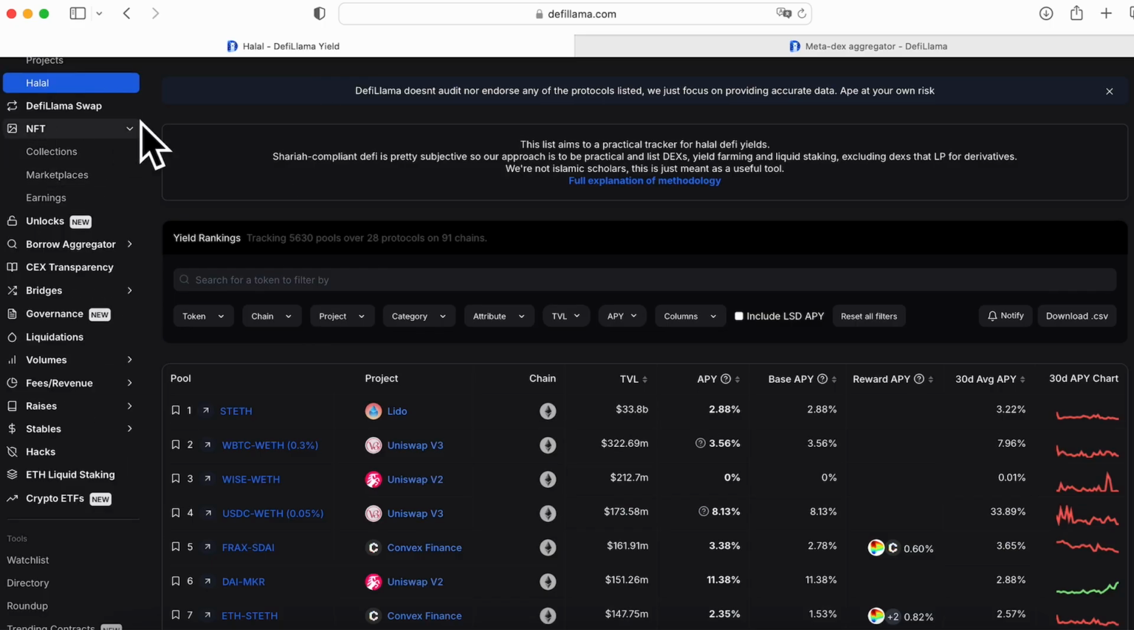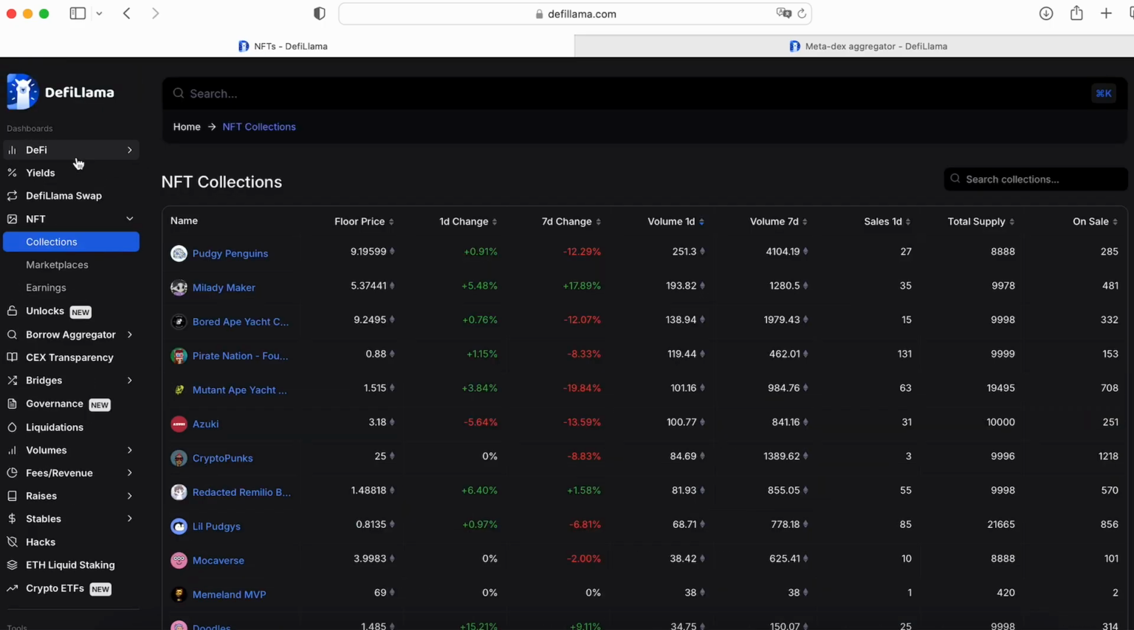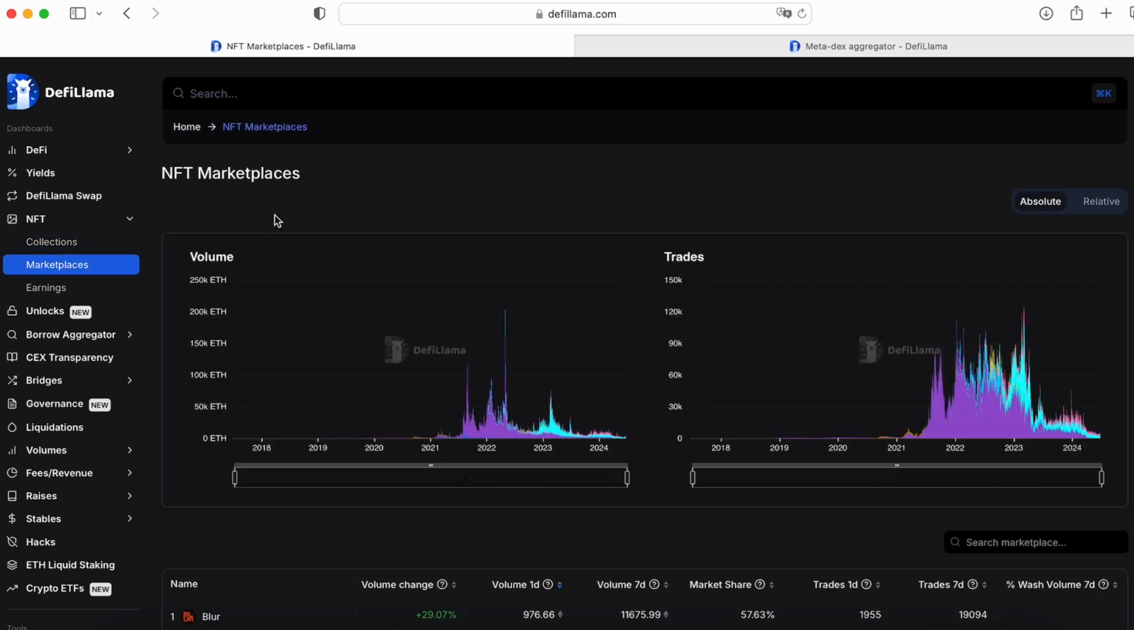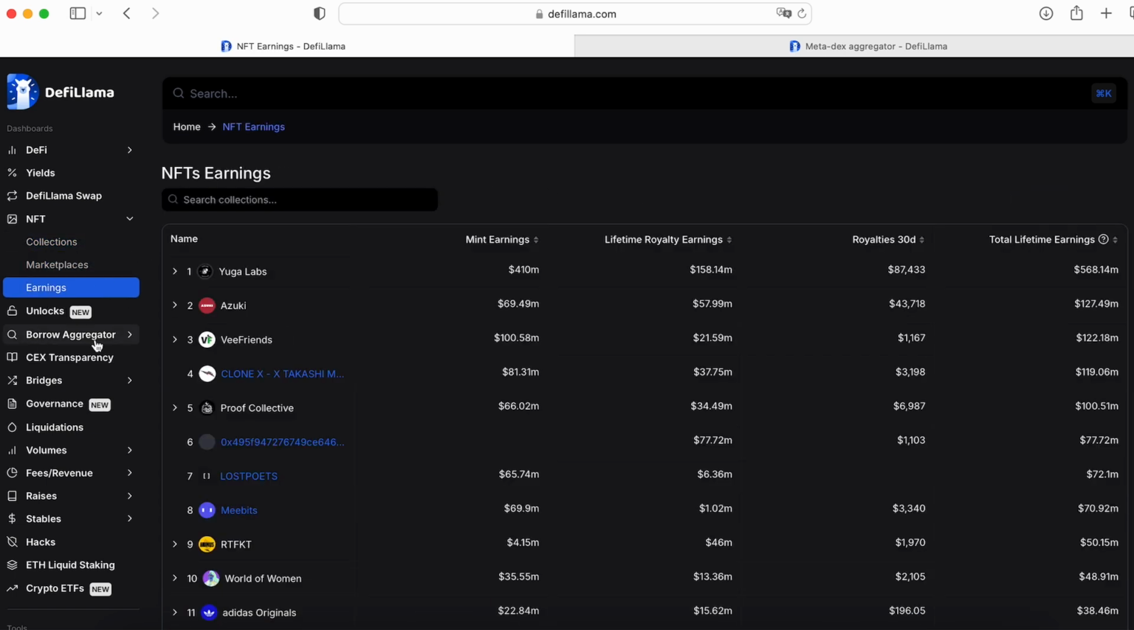Next page is everything about NFTs. So if you're an NFT fan, you can track the collections, the floor prices, how they change, volume over 7 days, total supply. You can compare the marketplaces, earnings from NFTs.